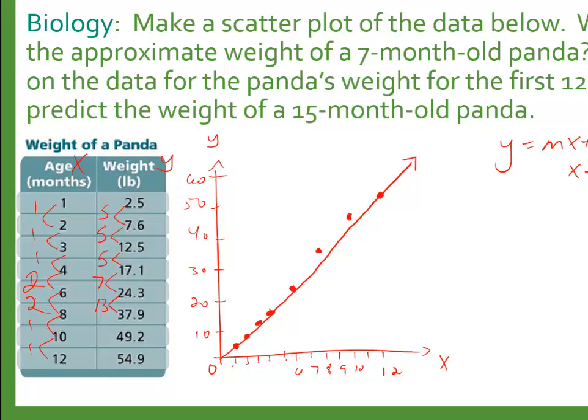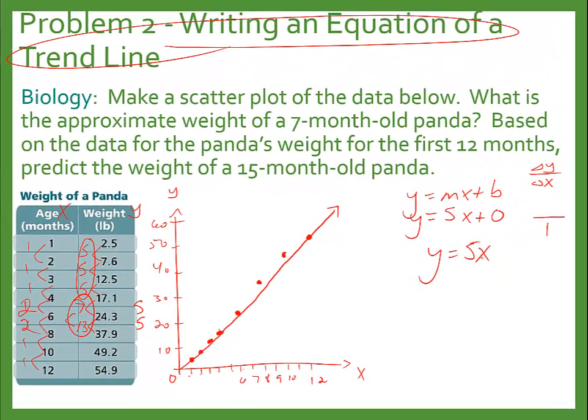What would you say that the difference per month is? Because all these are pretty constant. If you average these out, it'll probably be 5 and 5. So let's say the change in weight is going to be 5. So your equation will be y equals 5x. Every month it gains 5 pounds approximately.